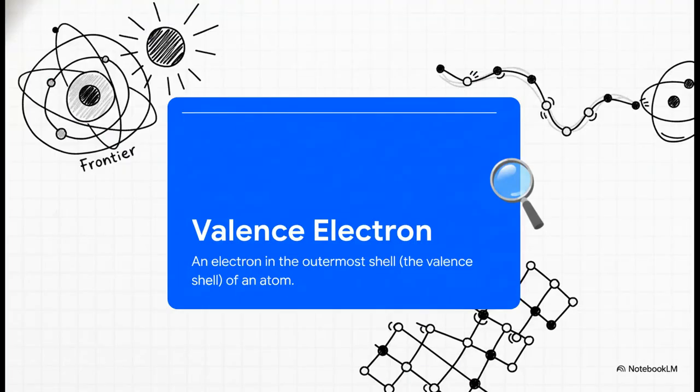So what is a valence electron? Super simple. It's an electron in the outermost shell of an atom. That last, most distant shell, we call the valence shell. These are the electrons on the very edge, the ones that get to interact with other atoms. They're the ones making all the deals.